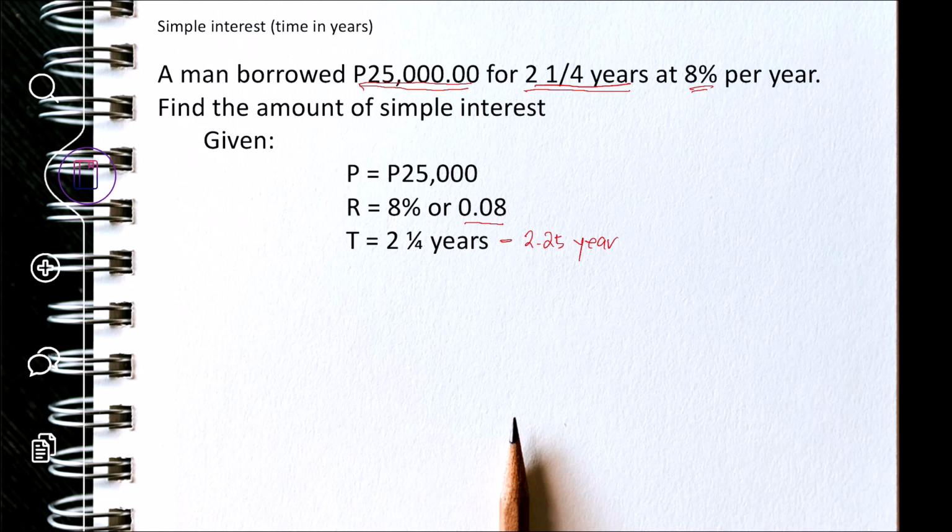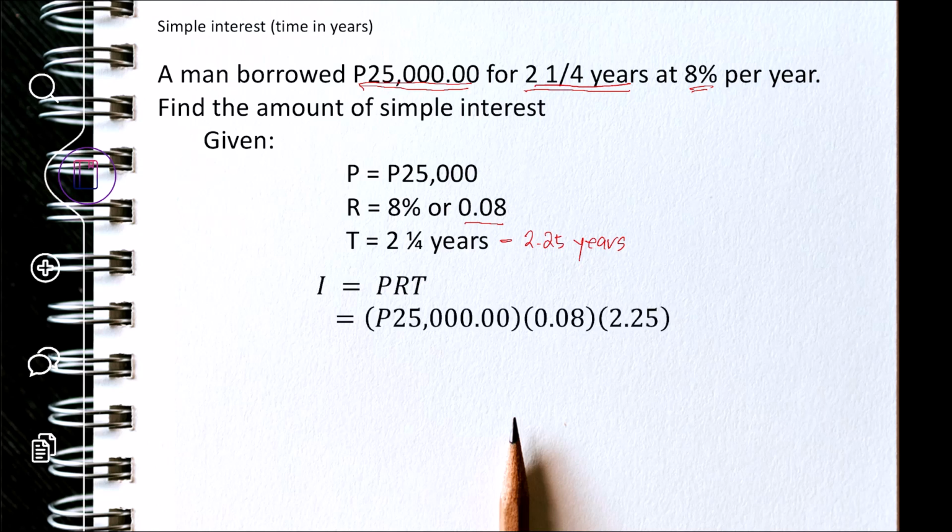Now, next is the formula. Alam na natin that the formula is simple: I is equal to P times R times T. And then, substitute lang po natin yung mga given na to dito sa ating formula. That is 25,000 times 0.08 times 2.25. Then, we're going to multiply lang po lahat ng ito.